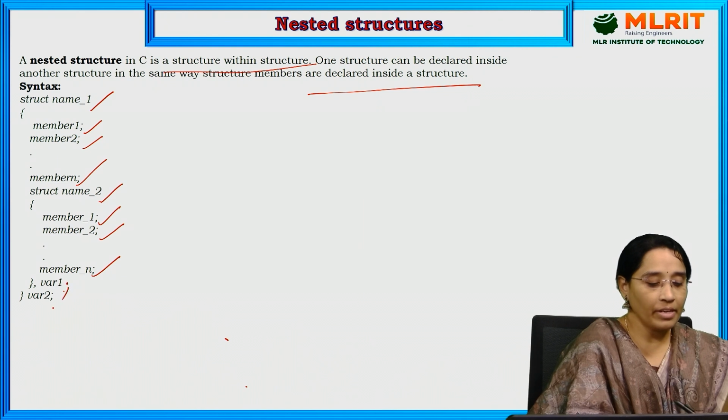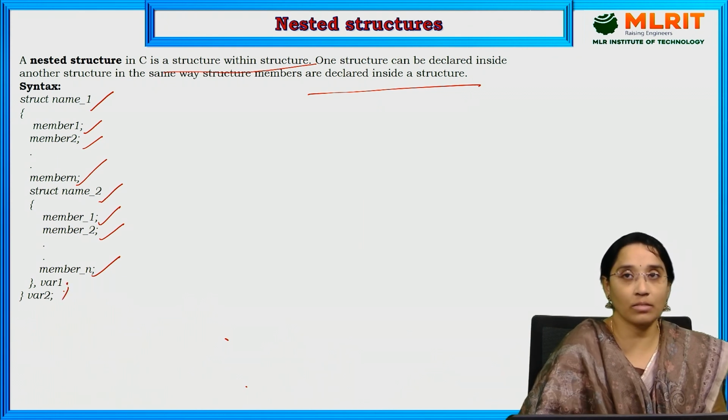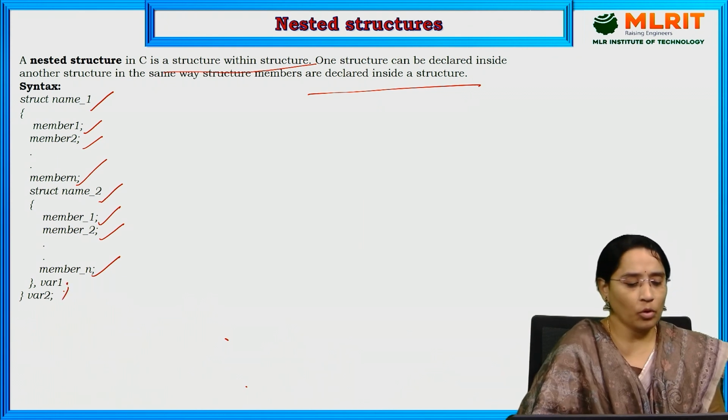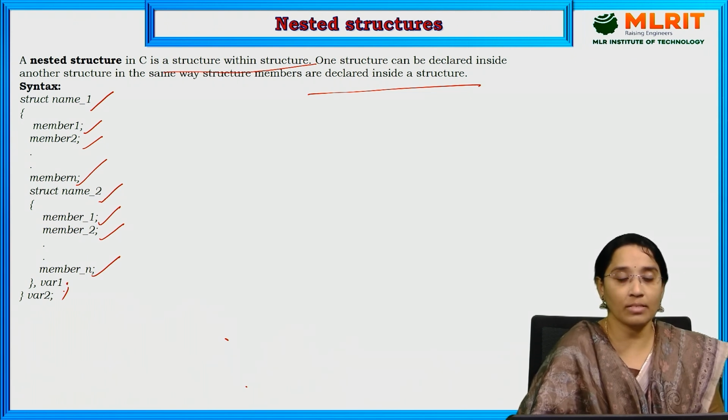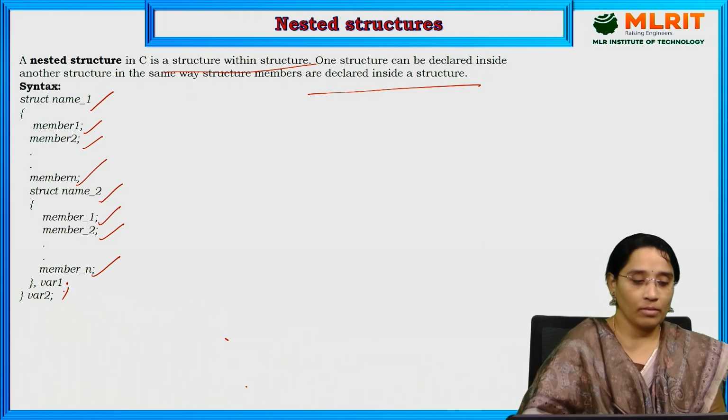Like I said, we need variables to access the members of the structures. Without variables, it's just a template or a normal declaration, but memory will not be allocated for a structure without the variable. So we need structure variables to access the members of the structure.